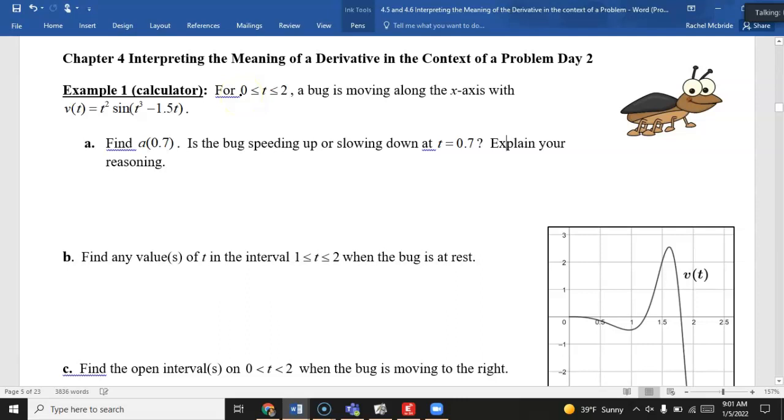All right, so if this is in your graphing calculator, it says the bug is moving along the x-axis with a velocity. So you have to be very careful to understand that they did not give you the position function. They gave you the velocity function. Squared, sine, make sure you are in radians, t cubed minus 1.5t.